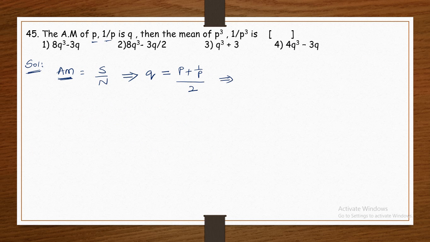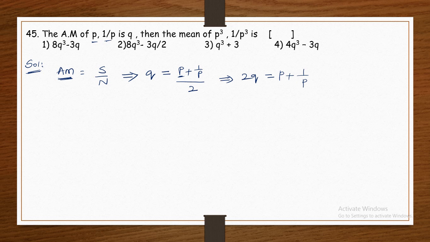Now when I do cross multiplication, 2 times q, 2q, is equal to p plus 1 by p. When I take LCM, p will be my LCM, then I am going to have p square plus 1. So 2q is equal to p square plus 1 by p. Now what did he ask? The mean of p cube comma 1 by p cube. So we need to find this particular value. Before going to that, instead of writing in this way, we can keep it as p plus 1 by p.